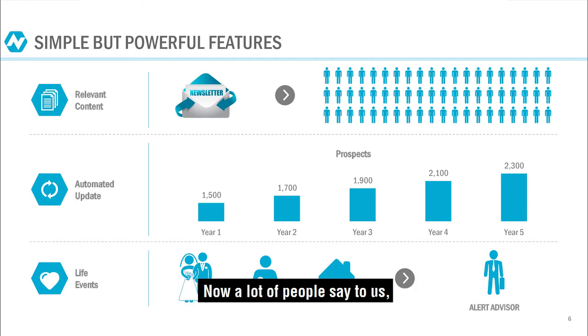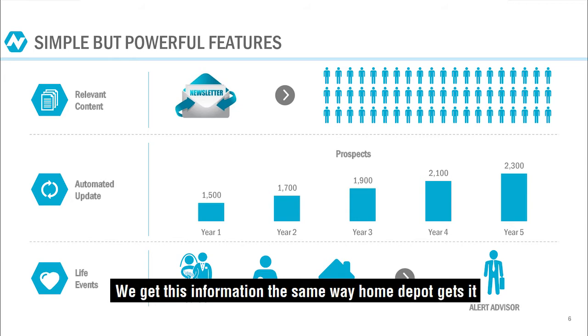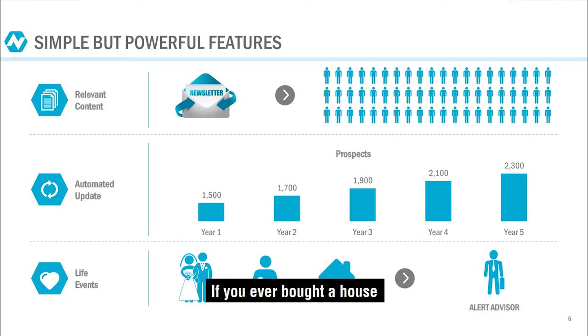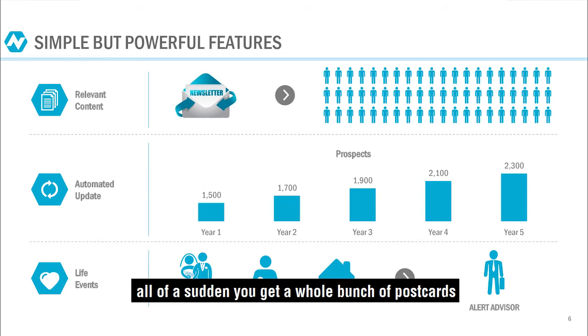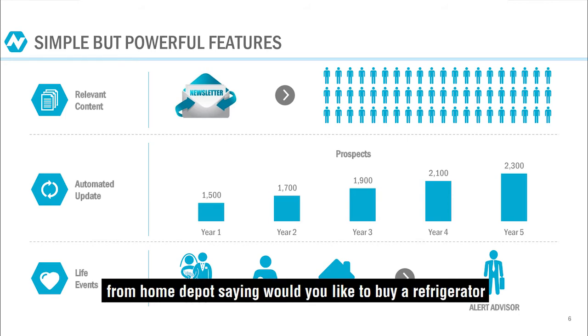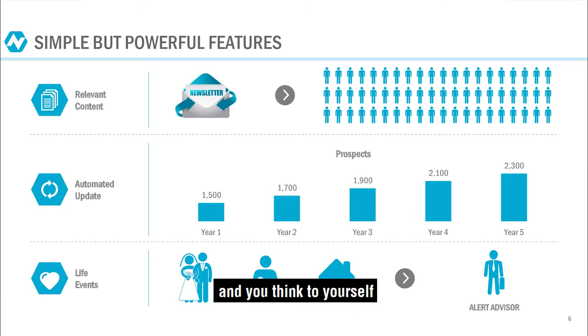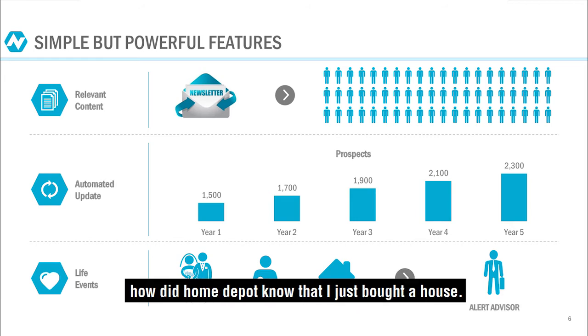Now, a lot of people say to us, well, how do you get this information? Well, we get this information the same way Home Depot gets it. If you ever bought a house, all of a sudden you get a whole bunch of postcards from Home Depot saying, would you like to buy a refrigerator? And you think to yourself, how did Home Depot know that I just bought a house?